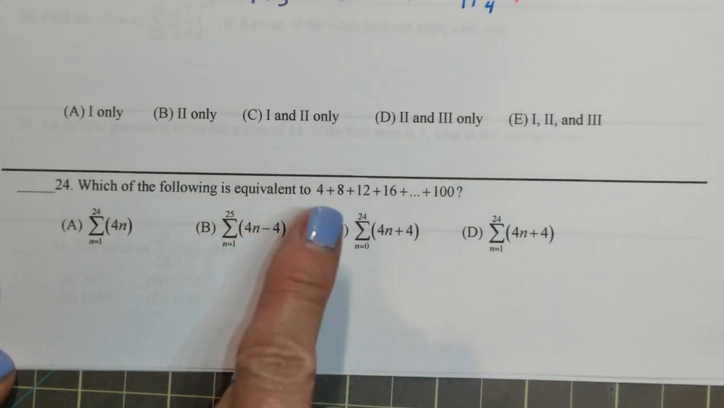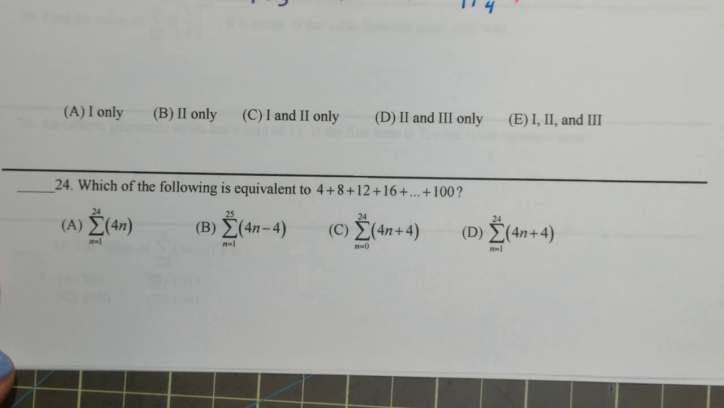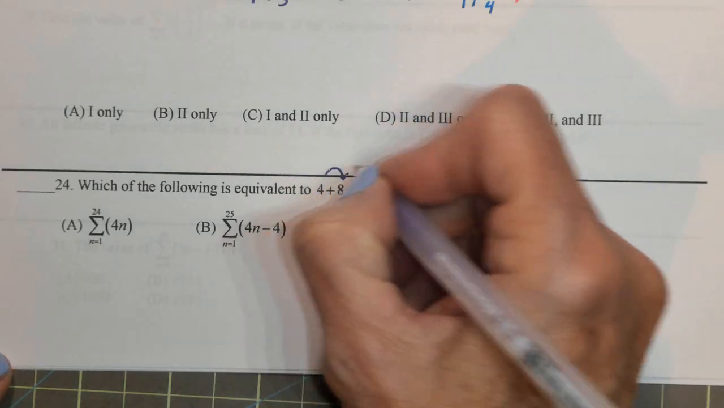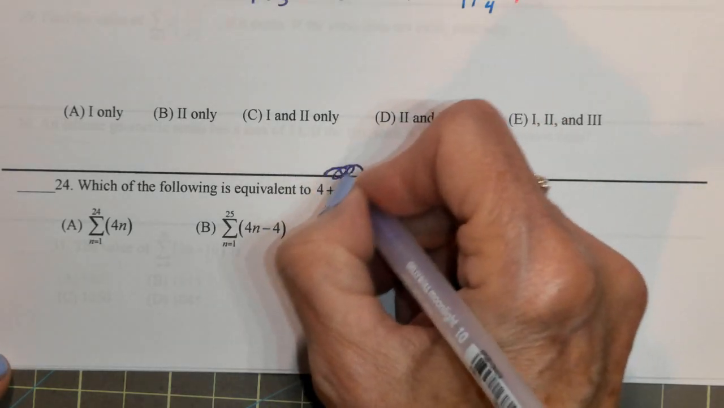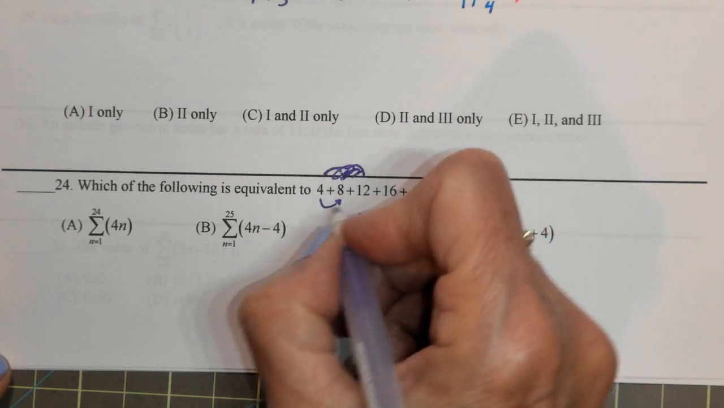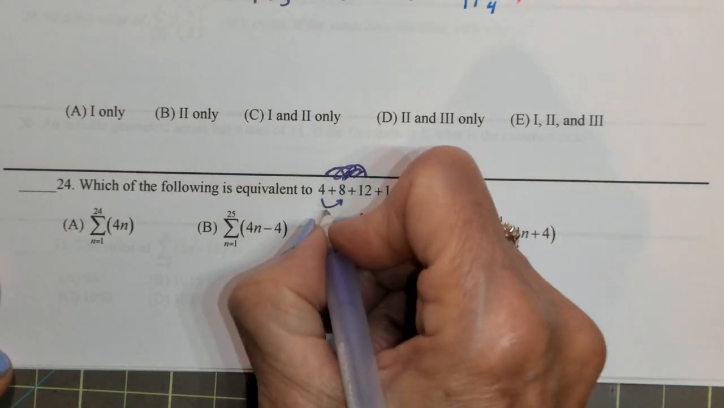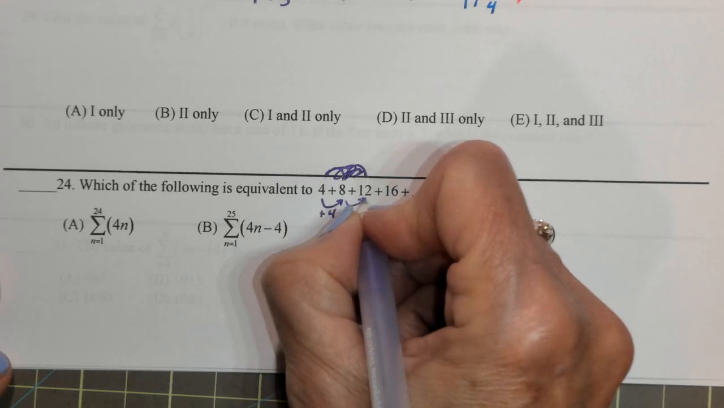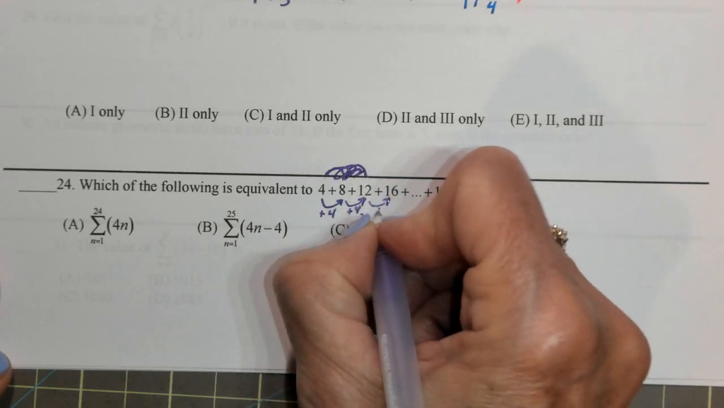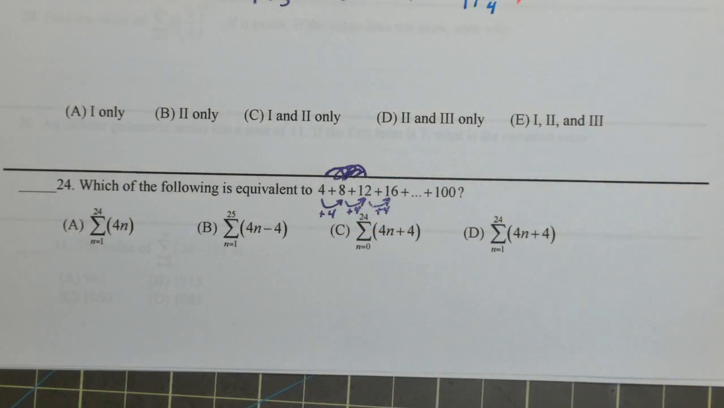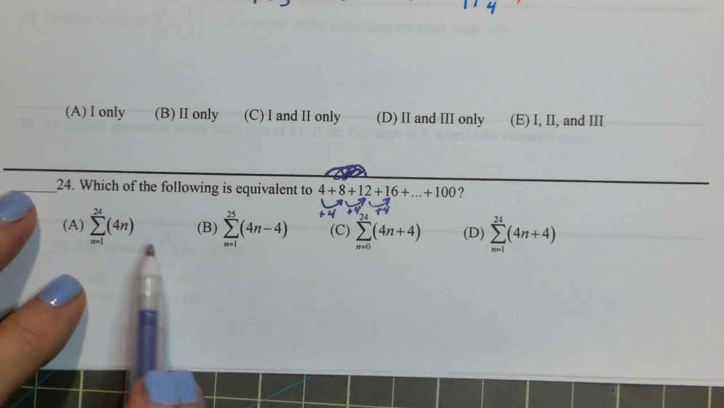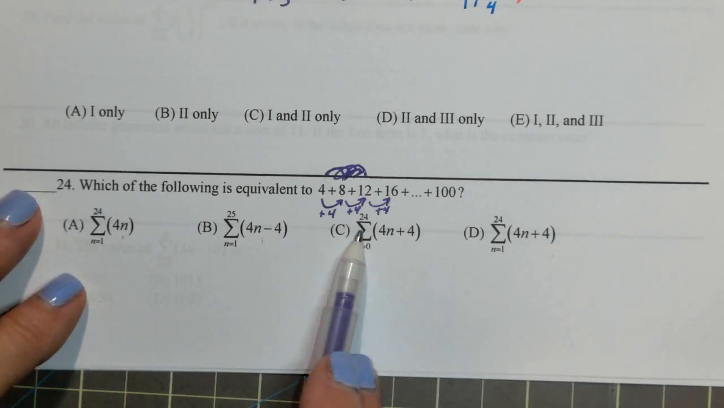Alrighty, which of the following is equivalent to this? Okay, this is geometric. Oh no, it's not geometric. I've been on the geometric pattern here. It's not geometric. It is arithmetic. We're adding 4 each time, right? So we want to know which of these is equivalent to this. Okay, oh, and they're all arithmetic. I guess I could have looked at my choices to see.